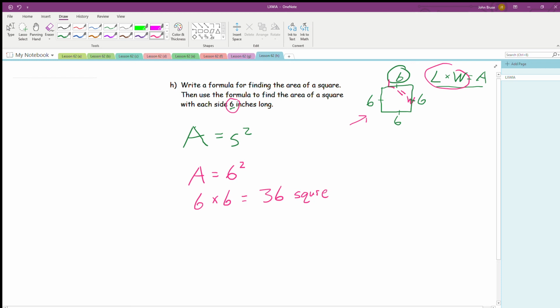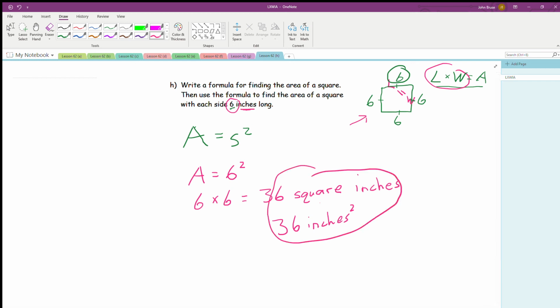Oops, I didn't write that right. Let me erase that. It's going to be square, and it says inches right here, so we're going to write inches. Another way you could write that is 36 inches squared. Either of these answers would work. All right. And that's it for lesson 62.